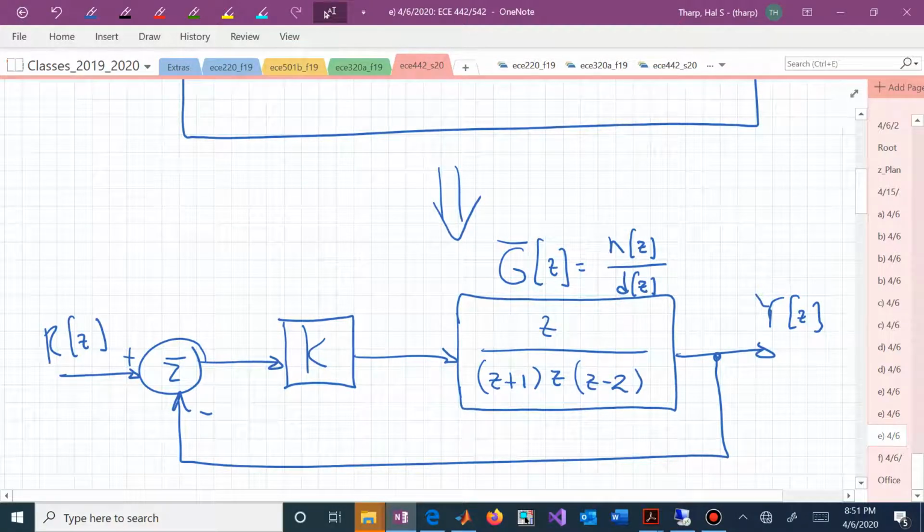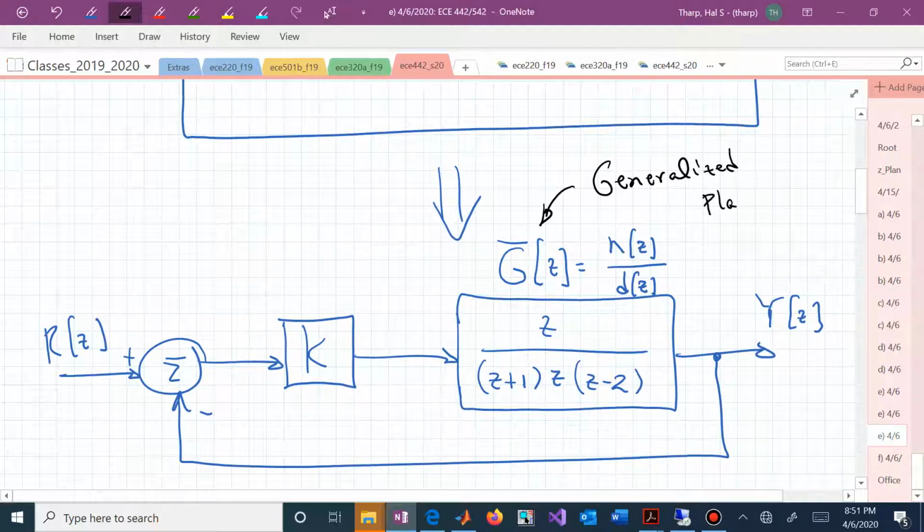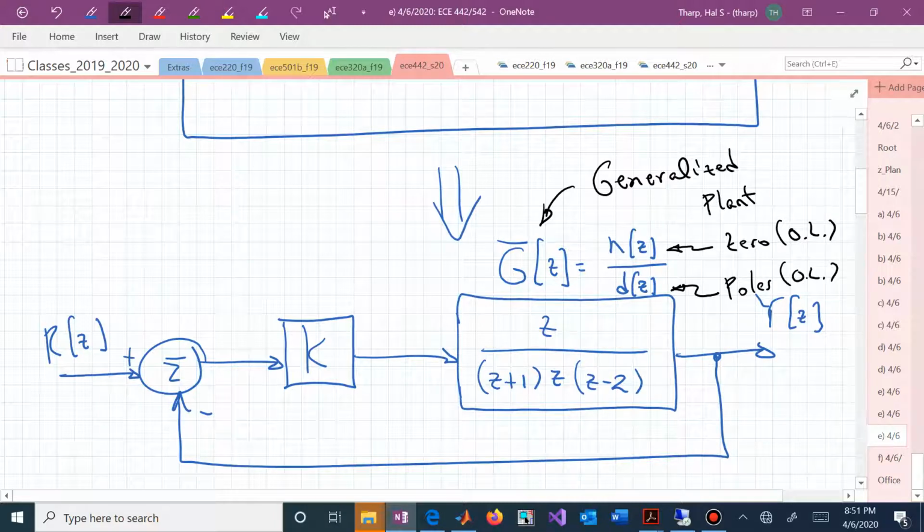This is now our standard root locus diagram notation. We've now pulled the adjustable parameter K out from all the other factors in the controller and the plant. This is now our generalized plant. We have now zero factors, and these are the open loop zeros, and we have our pole factors, and those are the open loop poles of G bar.